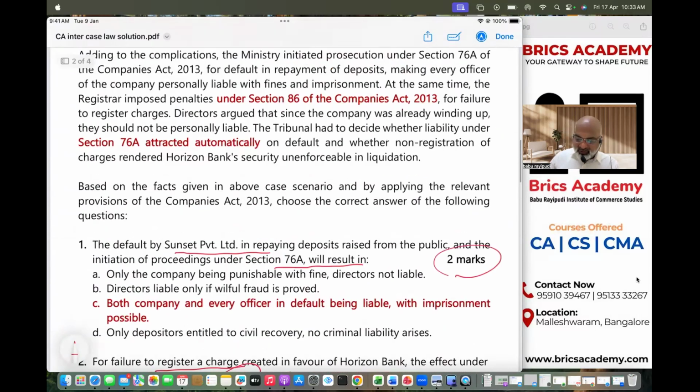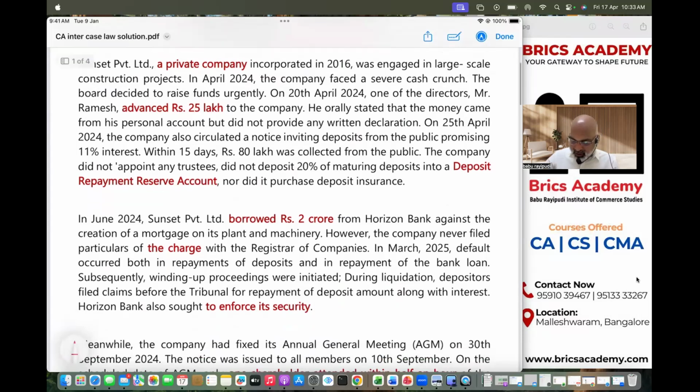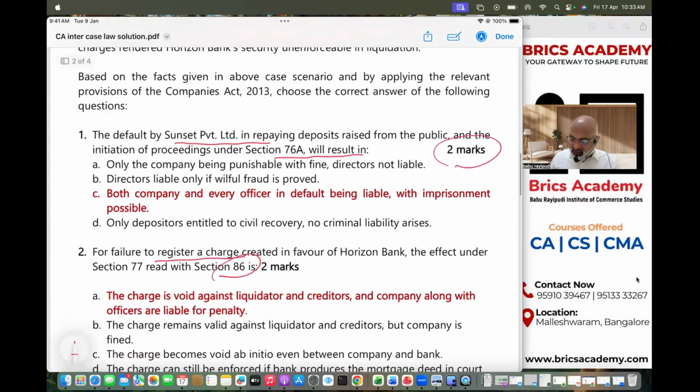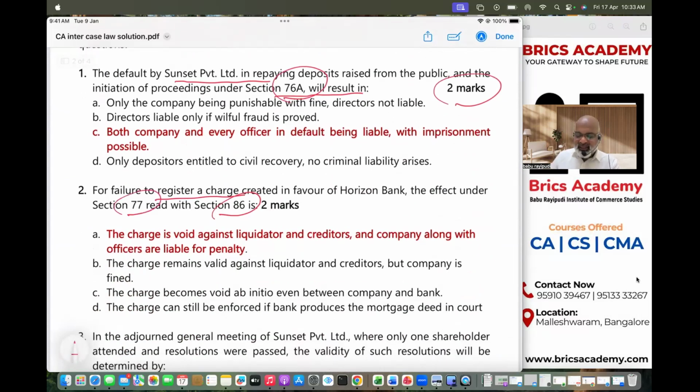The first important thing, whenever a case law question is given like this, my sincere advice: some case law questions can be answered without reading the case law. Simple logic. You look at the questions first. If you look at the question here, there is section 76A. If you know section 76A, you can answer without even reading the case law. But you have to read the case law. I'm not saying you should not read it. First, you read the question and look at the section. Immediately, you will start thinking about the section. Then go and read the paragraph. You can easily answer.